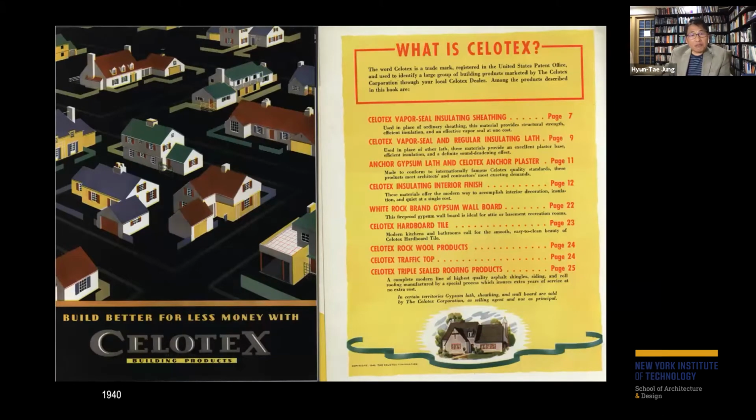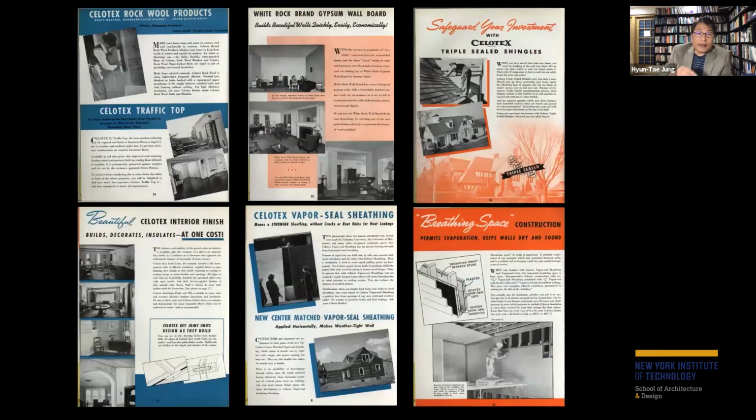And then in 1940, they produced a lot of catalogs. This is the company's material catalog from 1940, and it's all about products. They say all these things were basically Celotex. So Celotex is this compressed bagasse, right? Insulation sheathing, insulation lath, insulation plaster, finish. Everything goes through those things. The whole catalog is basically about their products and how they are used. So it's a big advertisement.